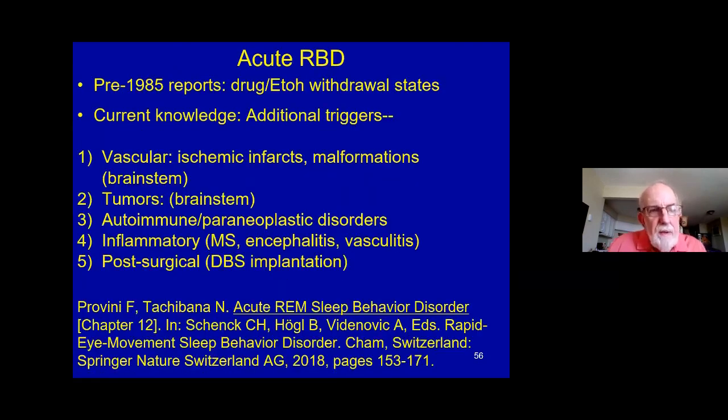Acute RBD, as I already showed you, before 1985, is mainly in the context of drug and alcohol withdrawal states, but now we know that there are additional triggers: vascular triggers involving ischemic infarcts in the brainstem, malformations in the brainstem, tumors, particularly in the brainstem, autoimmune paraneoplastic disorders, inflammatory disorders, particularly MS, also encephalitis and vasculitis, and even post-surgical with deep brain stimulation implantation. Federica Provini and Nana Tachibana wrote a really wonderful chapter in our first RBD textbook on acute REM sleep behavior disorder. And I know that Federica is one of the speakers on agrypnia excitata during this conference.